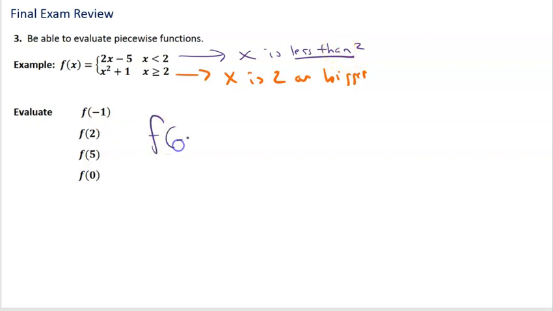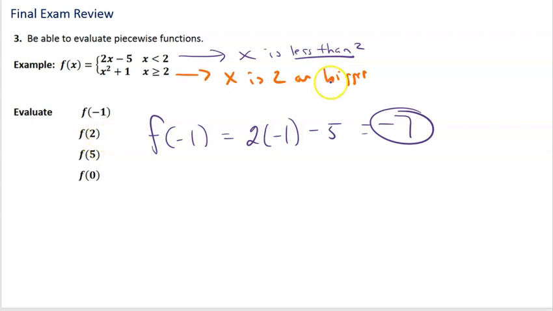So I use the top equation. So f of negative 1 is going to equal 2 times negative 1 minus 5. You need to multiply first. 2 times negative 1 is negative 2, minus 5 is negative 7. So f of negative 1 is negative 7. But look, 2 is 2 or bigger. So I need to use the second equation. So f of 2 is equal to 2 squared plus 1. I'm just plugging in my x into the second equation instead of the first one. Because again, these are directions.